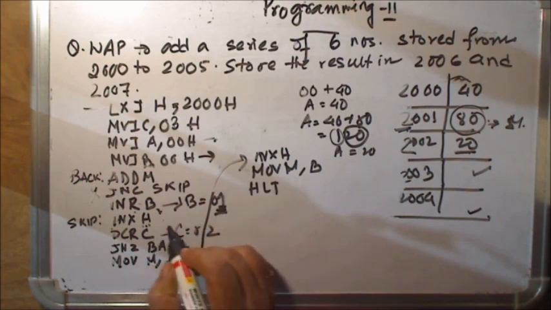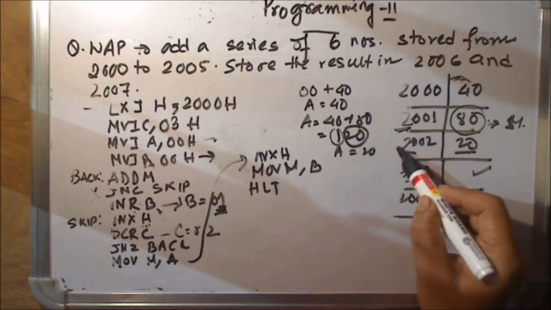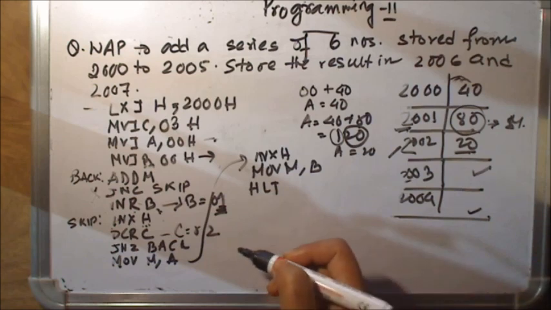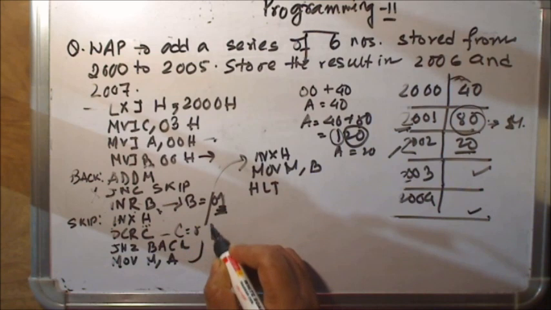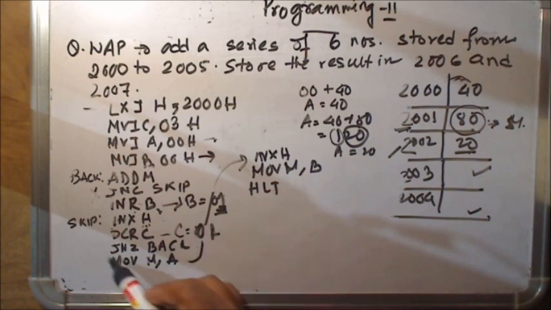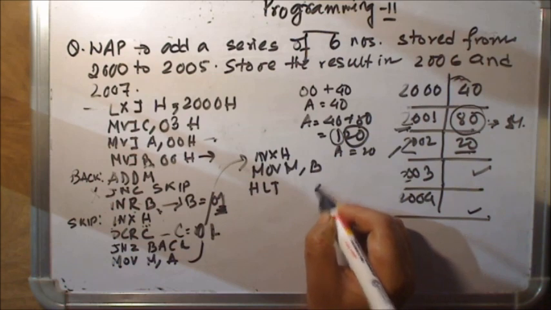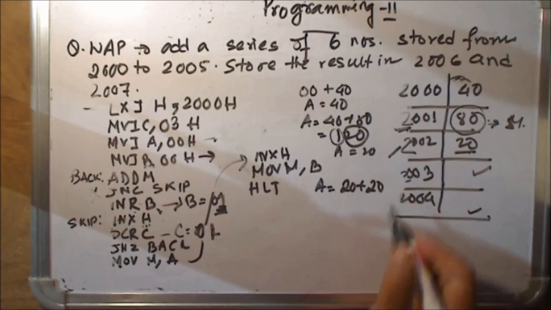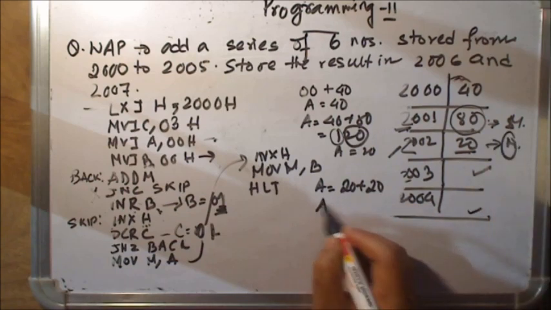Second INX H. H will be now 2002. Then DCR C. C will be 01. Jump if not zero back. Again add M. So A was 20. Now it will be 20 plus 20. So this was our new M. So 20 plus 20, A is 40.